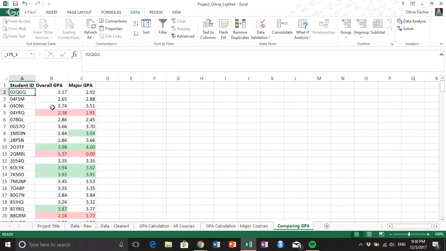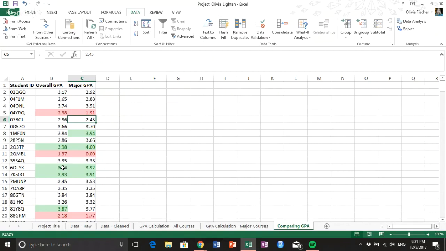So back to here. I cleaned that up using remove duplicates, and now I can see their overall GPA and major GPA side by side. And then I used conditional formatting for overall GPA, the bottom 10% in red and top 10% in green, and then did the same thing for major GPA. So now you can see side by side. It's interesting to look at.